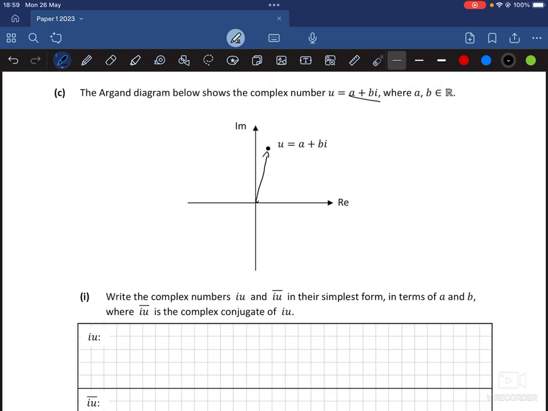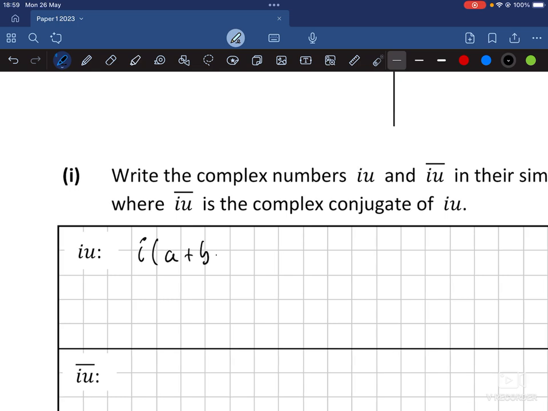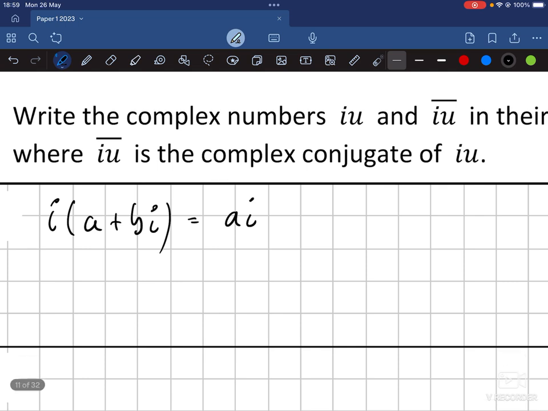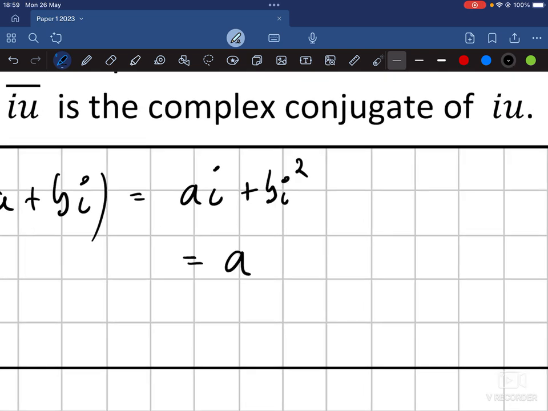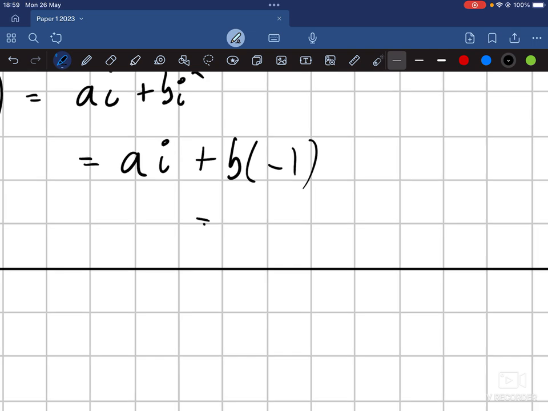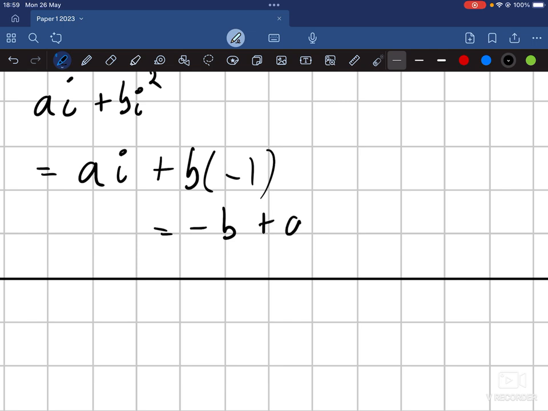So for the first part, iu, yeah, this is u. u is a plus bi. So to get iu, we just multiply by i. So i times (a plus bi). Don't let this confuse you. Okay. So i times a is ai, and i times bi is plus bi squared. Now remember, i squared is minus 1, so we can rewrite this as ai plus b times minus 1, which is minus b, because now b becomes real, so we move that to the front, plus ai, okay?